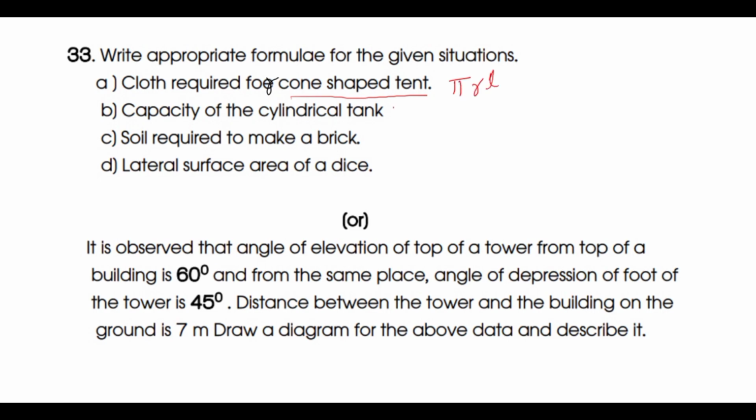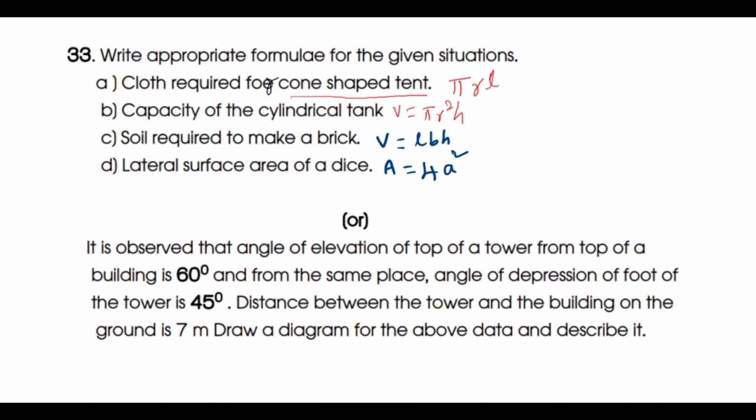Next, capacity of the cylindrical tank. Capacity of a cylindrical tank, that is volume we should find there. Volume of a cylinder, that is V equal to pi r square h. Next, soil required to make brick. Yes, this one also is volume of a cuboid, V is equal to l b h. Next one, lateral surface area of a dice. Dice is in the shape of a cube, so we take here lateral surface area equal to 4a square.